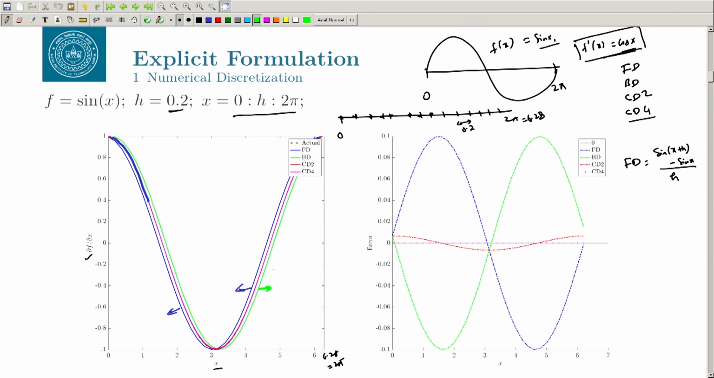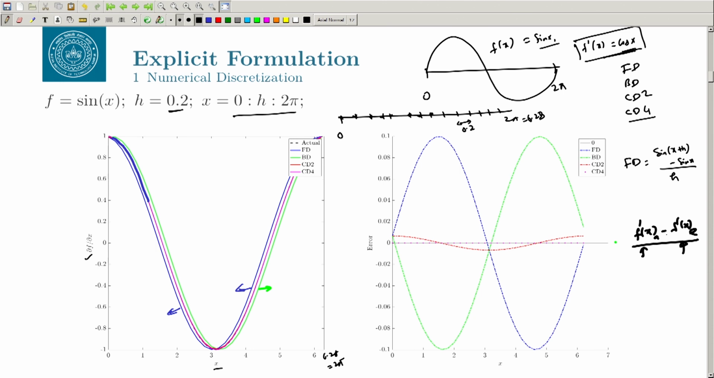Now, if you want to compare this by taking the error, because this is not very well visible here, we want to see how much is the error compared to the actual solution. What I have done here is calculate f prime x minus f prime x estimated, estimated using your finite difference scheme or central difference scheme or whichever scheme you are using, and this is your actual value.